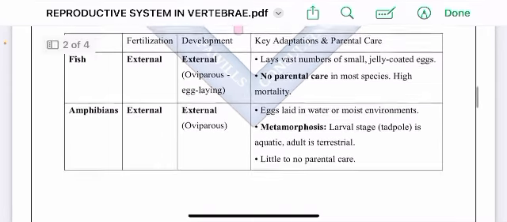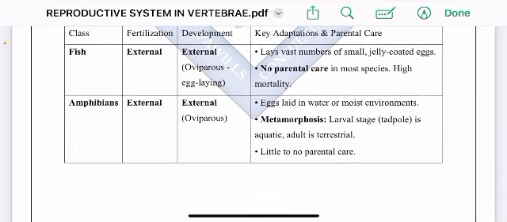Another one is the amphibians. Amphibians, of course, we know shuttle between land and water. Fertilization is also external and is oviparous. Eggs are laid in water or a moist environment.